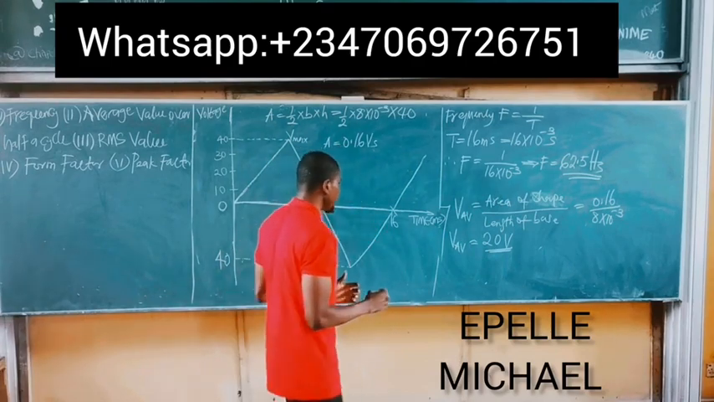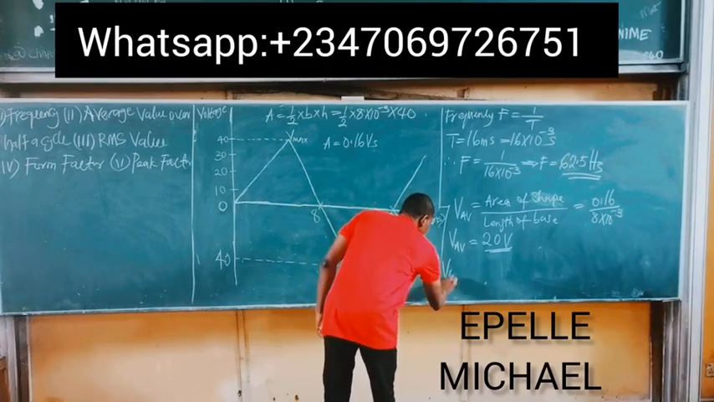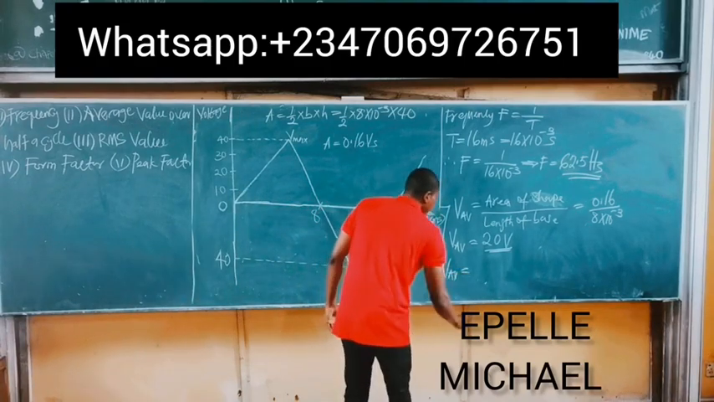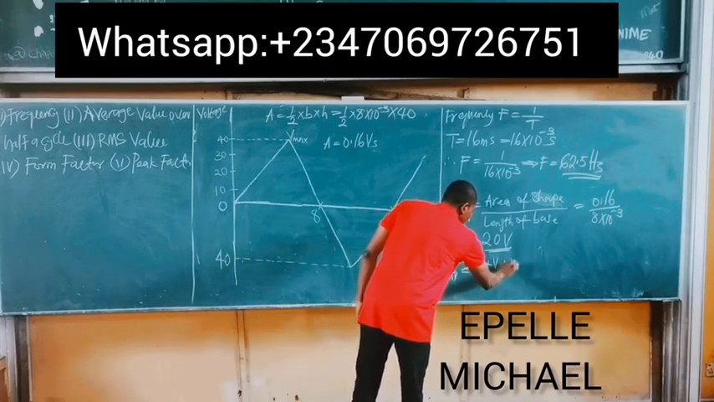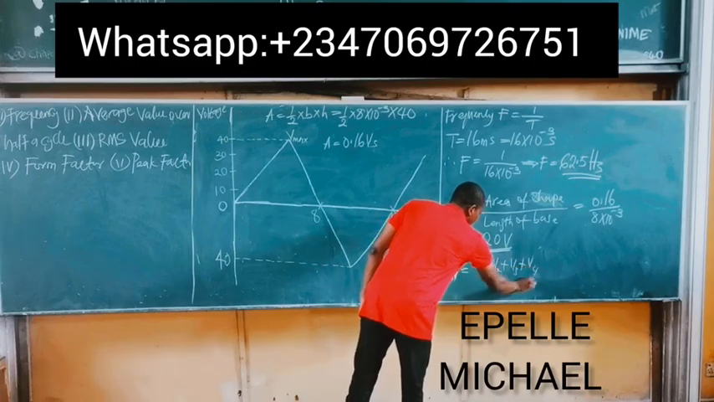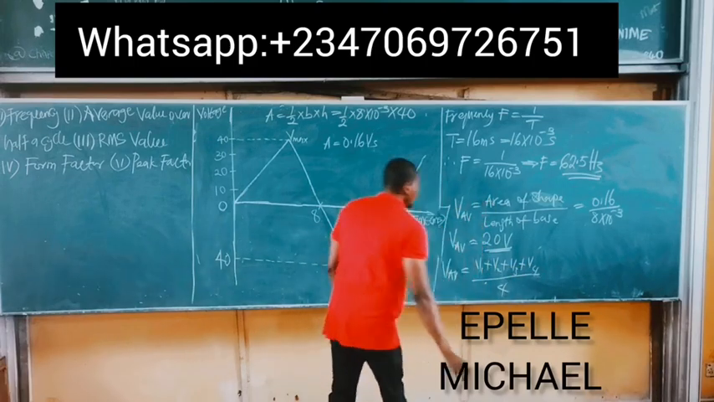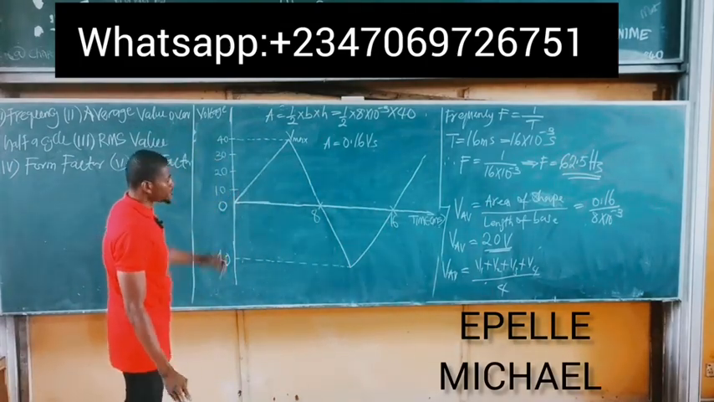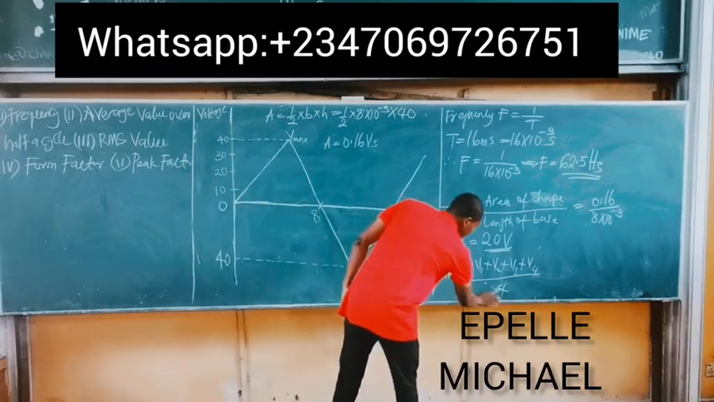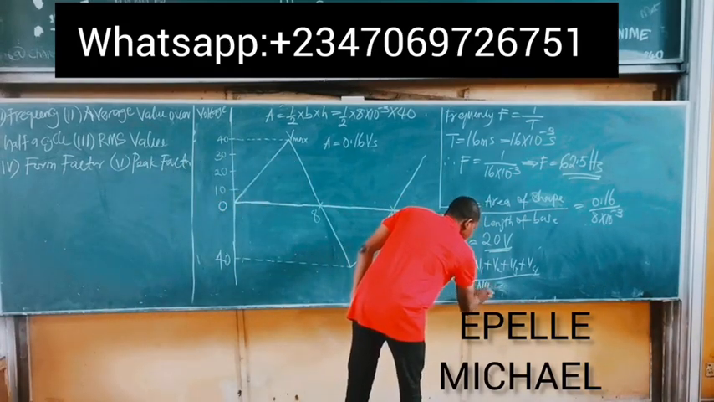The second method: V average is equal to the values of the mid ordinates, V1 plus V2 plus V3 plus V4, divided by the number of ordinates. Since the cycle has already been broken down into 4 places, the number of ordinates is 4.